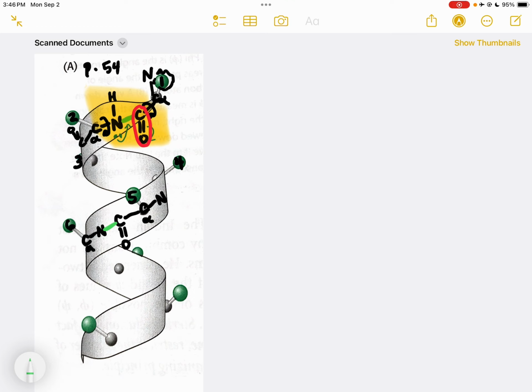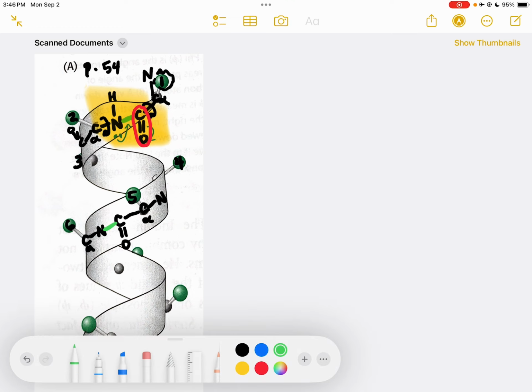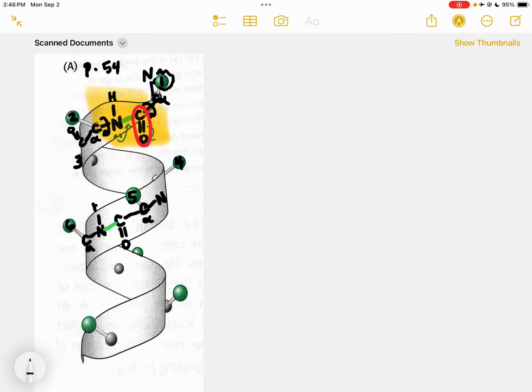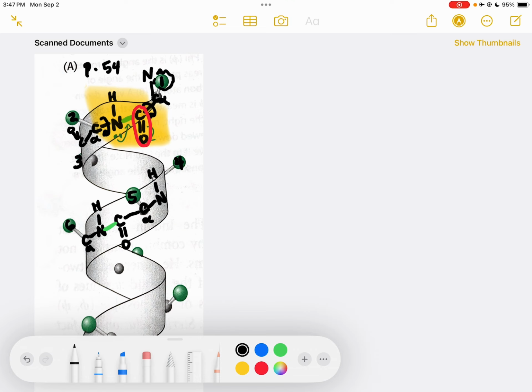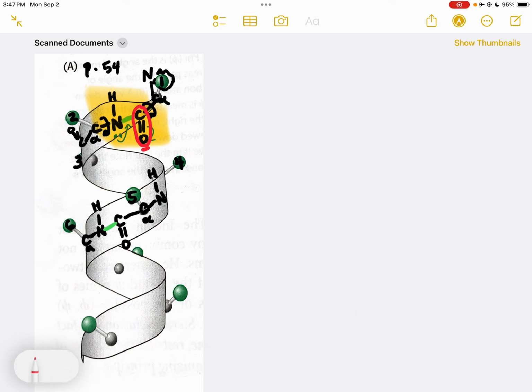And the N, let's see, make this black. This N is going to be this way. Or is it going to be the other way? I think it's the other way. This N is going to be this way. So we've got the C double bond O of the first amino acid and the NH of the 5th amino acid. And we have a hydrogen bond here. So here's the NH of the 5th amino acid.